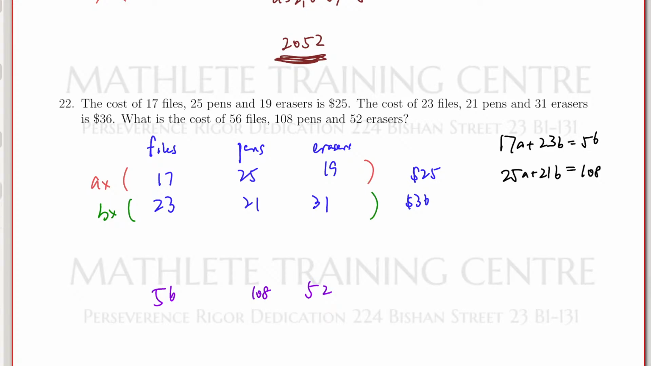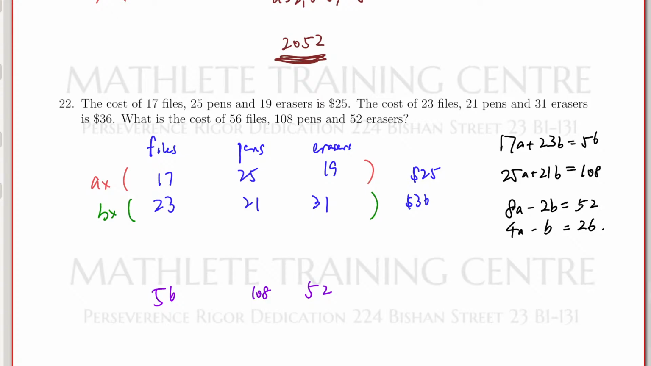So one thing I can notice here is I can take the difference. 25 minus 17 is going to be 8, so 8A here. Then 21 minus 23 is negative 2, right? And this is 108 minus 56, that's 52. So 4A minus B is equal to 26. Okay, so this is what I have so far.